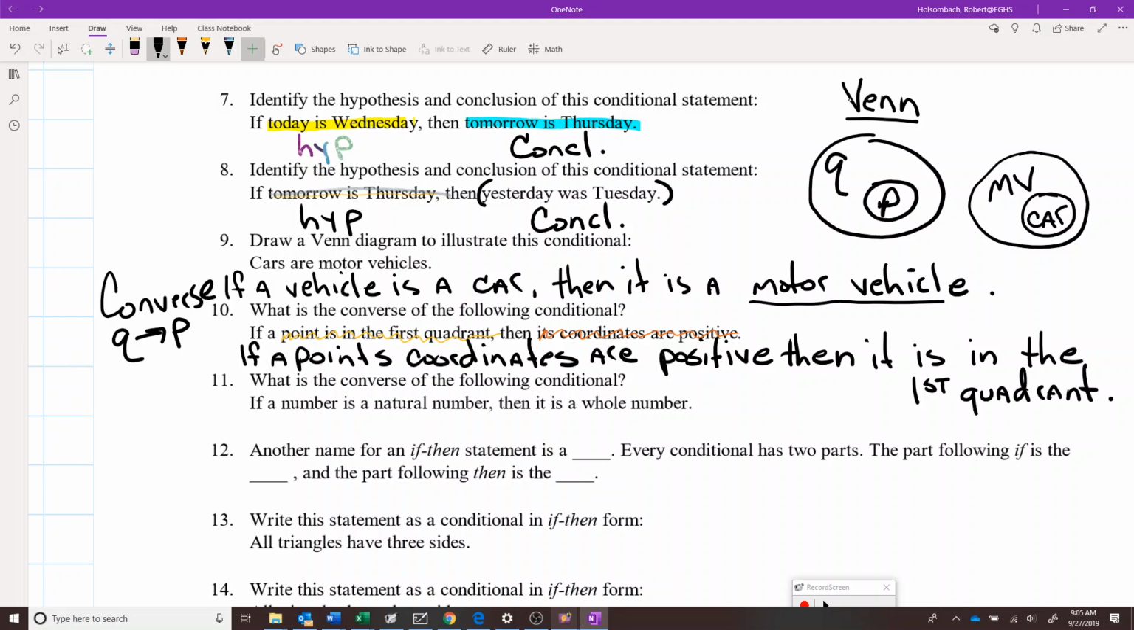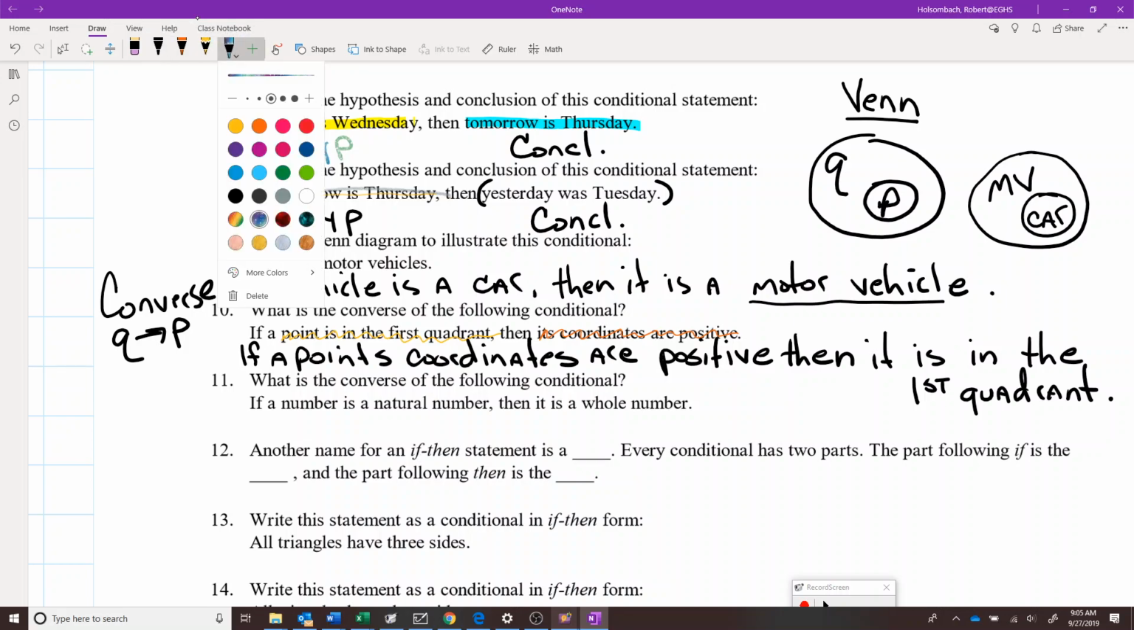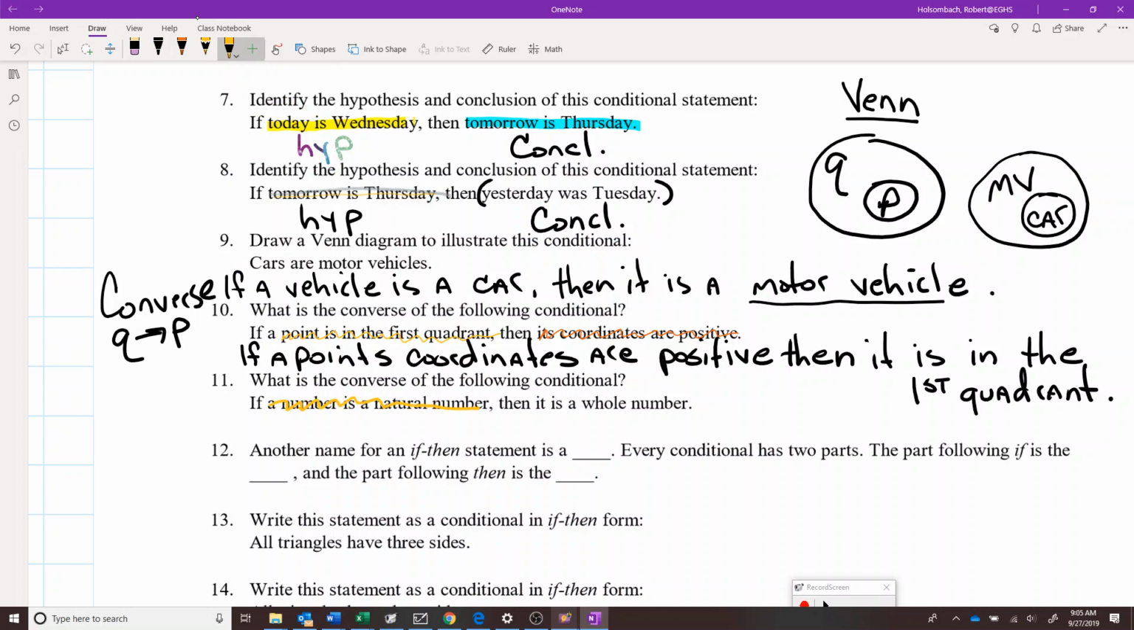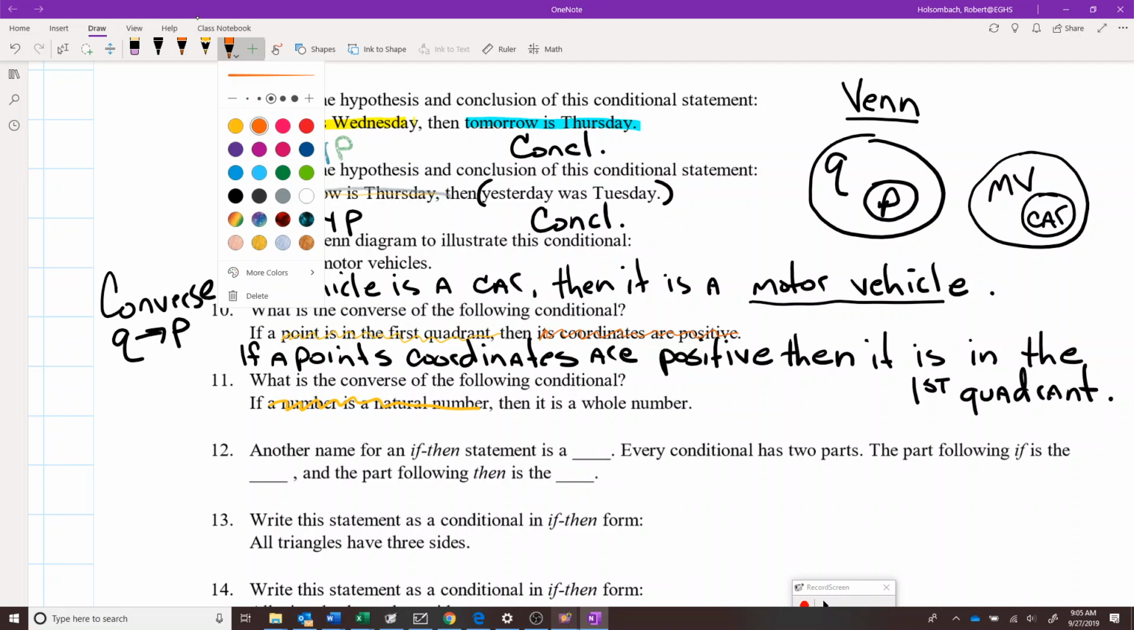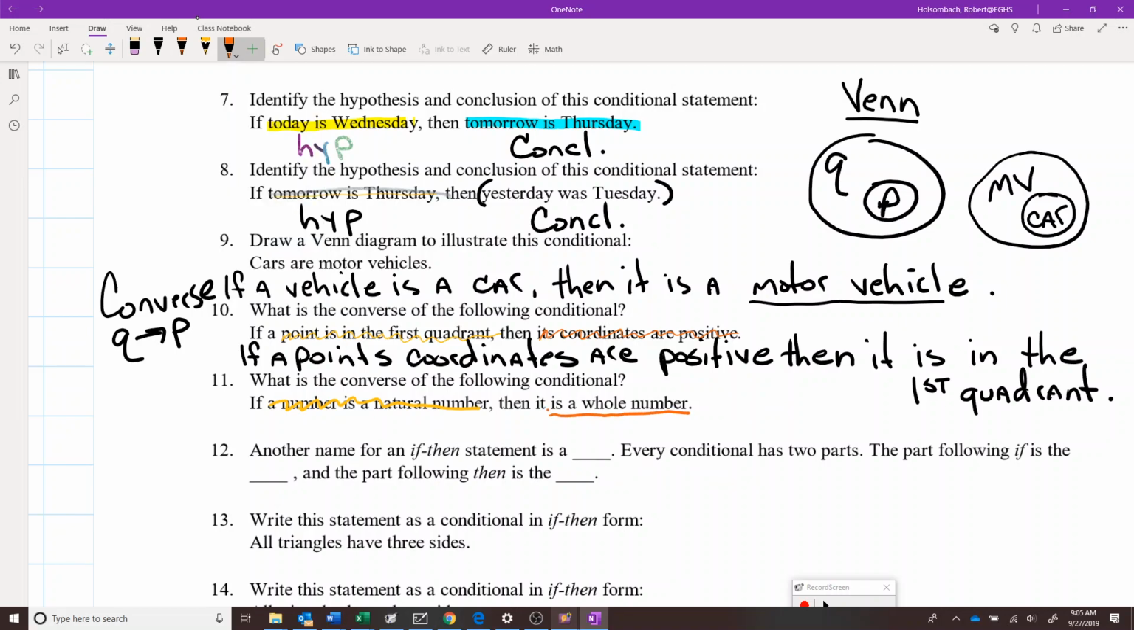Number 11, same question. What is the converse of the following conditional? So identify your hypothesis and conclusion. The hypothesis follows the if. A number is a natural number. There's your hypothesis. And your conclusion is what follows the then. So here's your conclusion. So the converse of this statement is going to be if a number is a whole number, then it is a natural number.